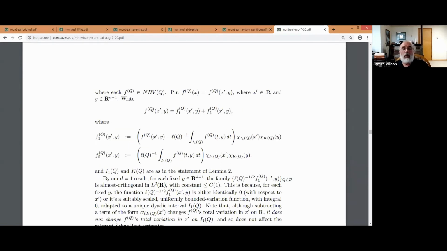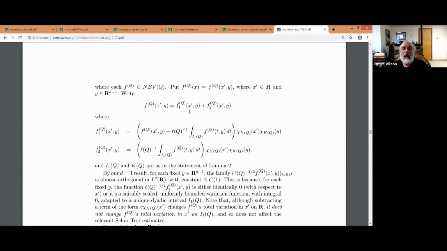We're going to write f_Q(x', y) as f_1(x', y) plus f_2(x', y), where f_1 is our original function minus what we get by taking f_Q and taking its average in the first variable. We're basically subtracting off its average in the x_1 variable and then multiplying by this cutoff, cutting it off to only live in Q, and then f_2 is just the average. Of course, this is legitimate because f_Q is supported on Q.